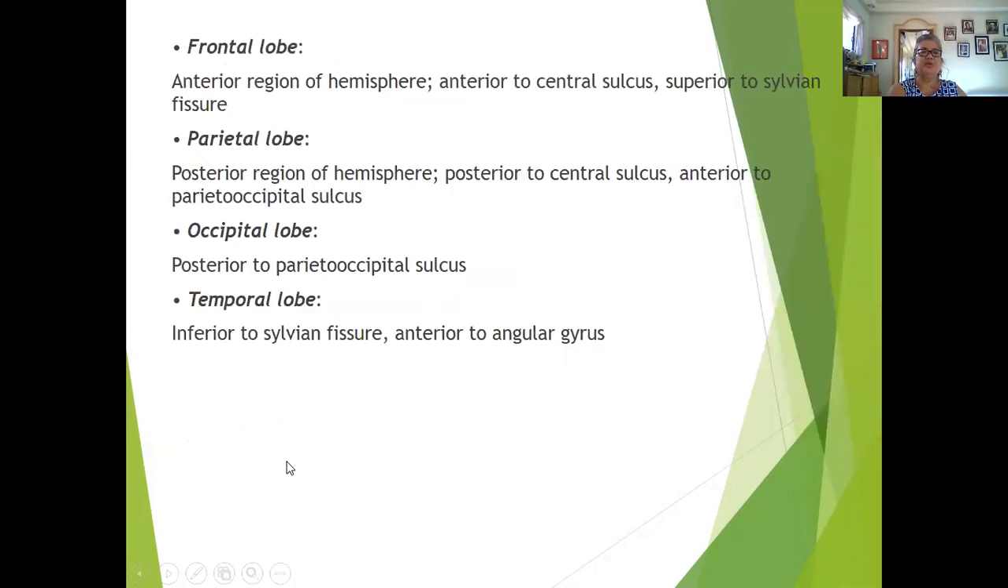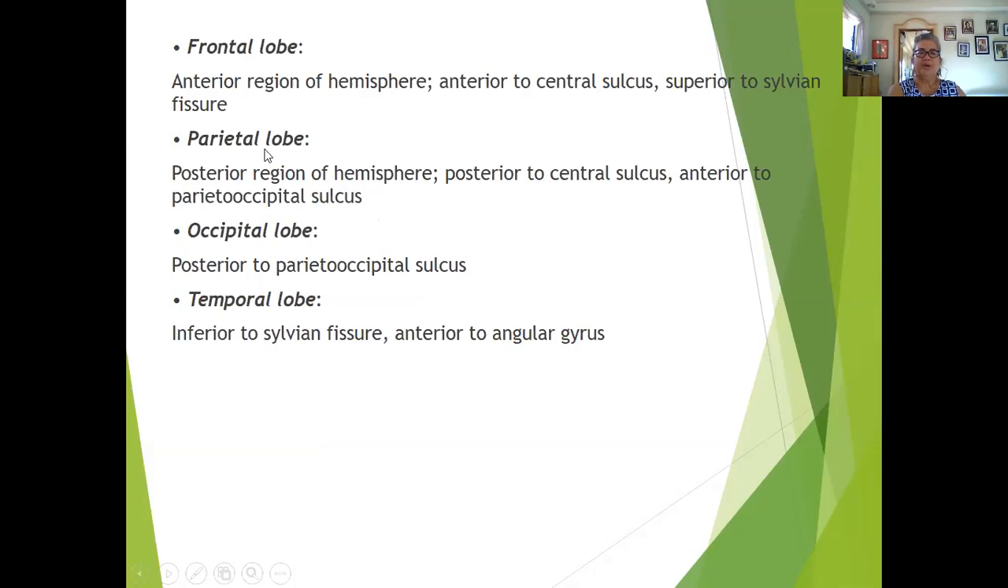So your frontal lobe is the anterior region of the hemisphere. It is anterior to the central sulcus of Rolando and superior to the Sylvian fissure. Can you imagine that? Then the parietal lobe will be the posterior region of the hemisphere, posterior to the central sulcus, but anterior to the parieto-occipital sulcus.